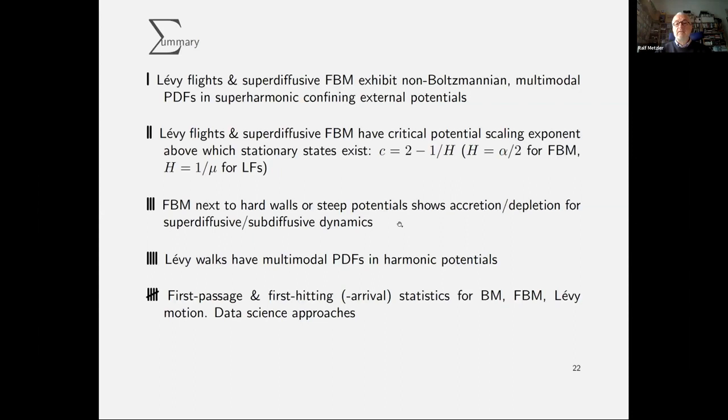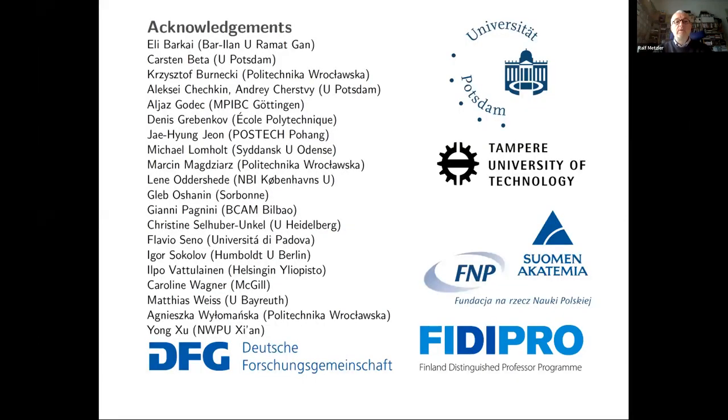Fractional Brownian motion next to hard walls or steep potentials shows accretion or depletion, and it could be relevant for systems like the one I showed you before. Also, Levy walks have multimodal PDFs, even in harmonic potentials. And what I didn't have time to talk about, we also have some recent work on first passage and first hitting statistics for different processes, especially for Levy flights and Levy walks.